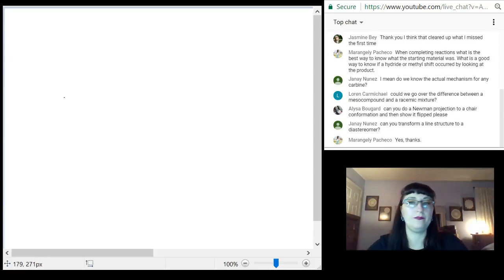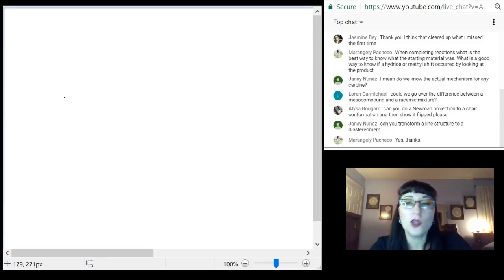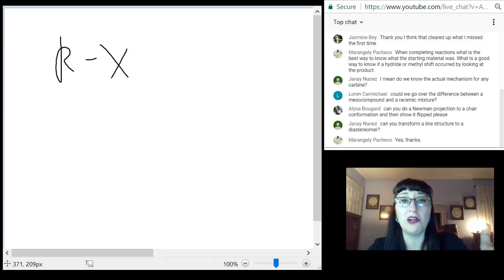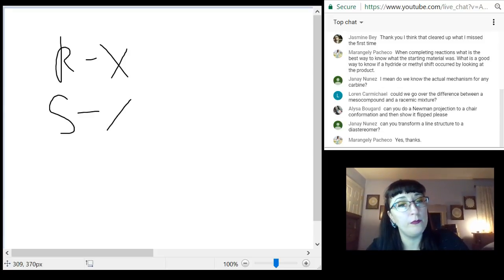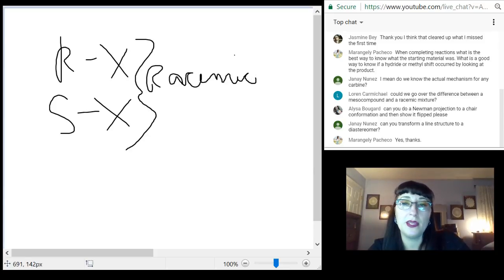All right, so if I am looking at a meso compound and a racemic mixture. A racemic mixture just means you have both of the stereochemicals that are possible. So let's say I have the R version of chemical X. I don't care what chemical X is. I also have the S form of chemical X. They are mixed together. That is a racemic mixture.